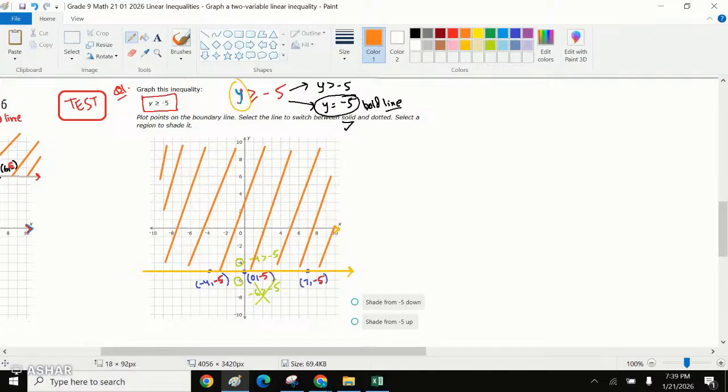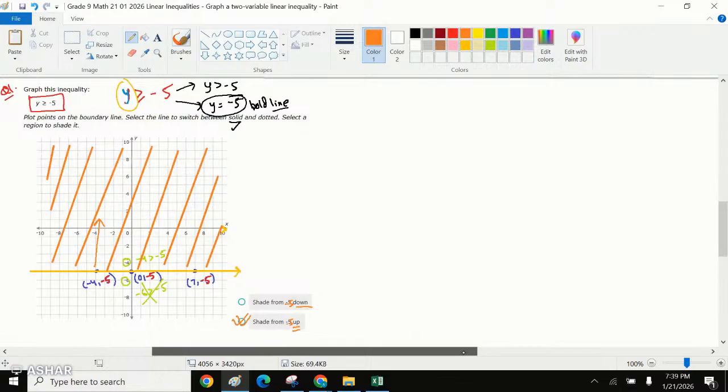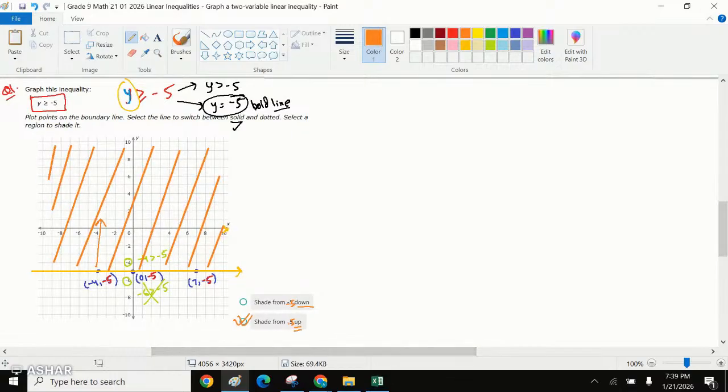Once we have this, let's look at the answer. It says shade from -5 down or shade from -5 up. We are shading -5 up, so option B is the correct answer. For the next question, I was just explaining how we would do this question; I would want you to do it. Shade from -5 up.